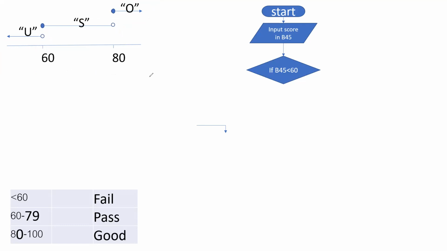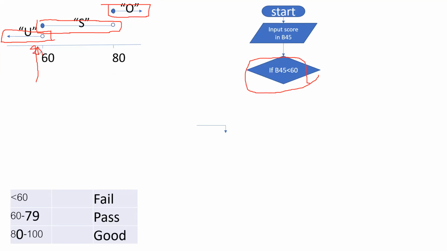From right to left or left to right, but the one that we must not do is start from the middle first and then check on the right and after that go back to the left. This is random, without a certain direction. We don't do this. We have to start from left to right or right to left, one way only. In this one, if you have a look at my flow chart, I check if B45 is less than 60, that means I check from left. Next I check for the S grade and then O grade, that is from left to right.